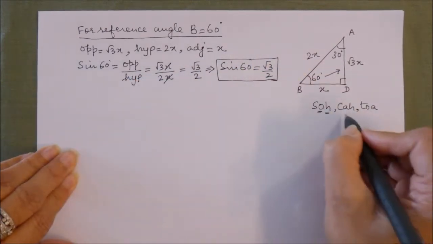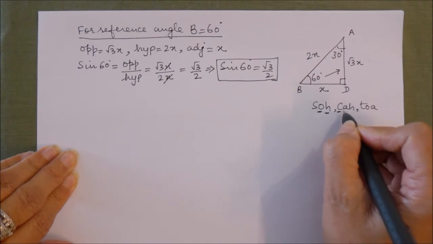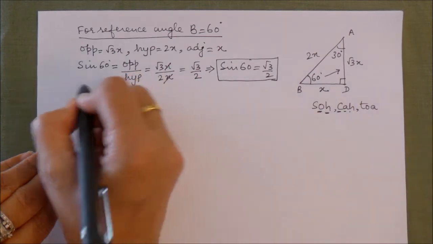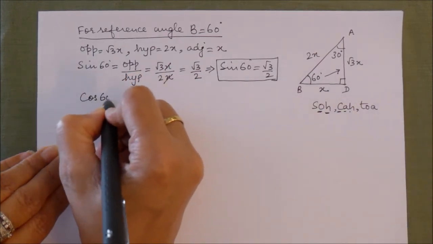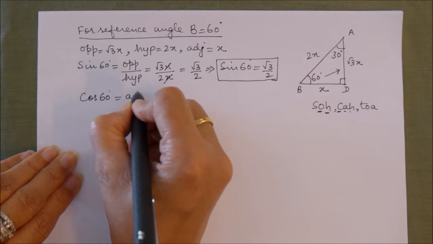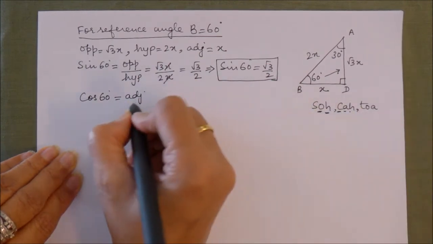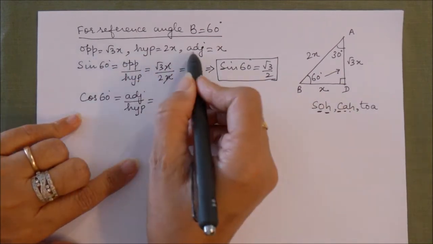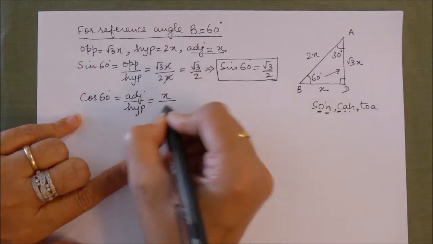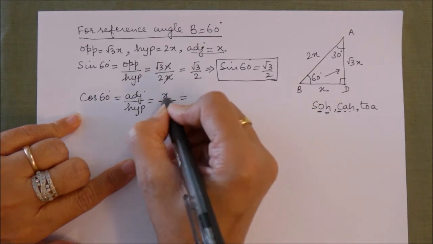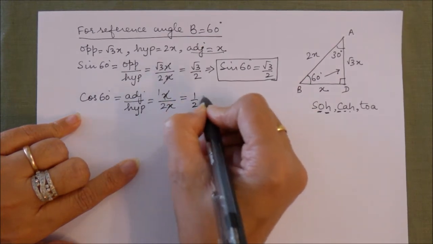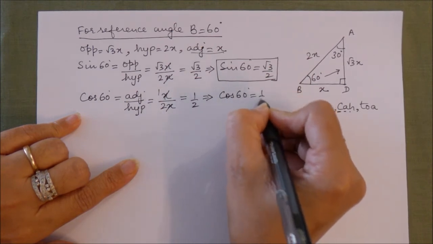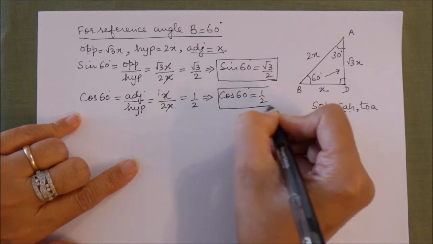Same way, for the cosine ratio, we'll use cosine is equals to adjacent upon hypotenuse. So cosine 60 degree is equal to adjacent upon hypotenuse. So adjacent is x upon hypotenuse 2x. So x gets cancelled, so we are left with 1 over 2. That means cosine 60 degree is equals to half.